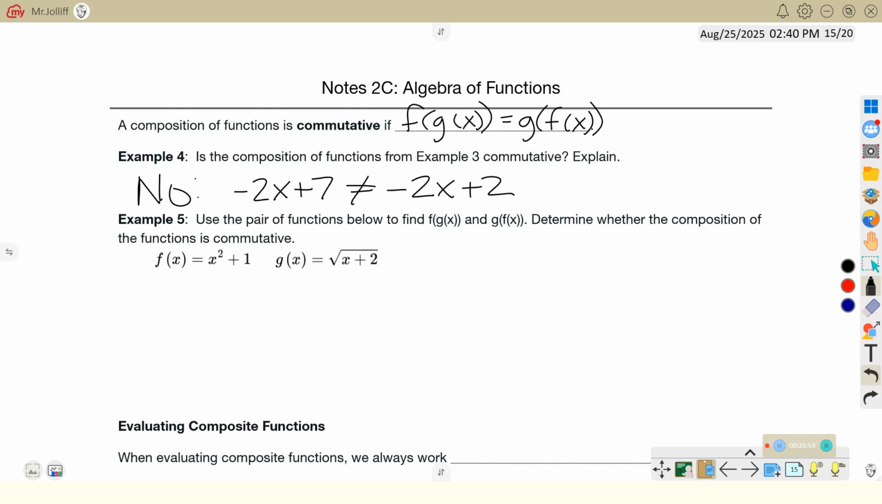Tricky. Those were harder because those functions are more complicated. The process is the same. For f of g, I'm just going to write it as f of g. F is the function, g is the input. F of x is x squared plus 1. I'm not inputting x, I'm inputting g. This should be g squared plus 1. What is g? Square root of x plus 2.